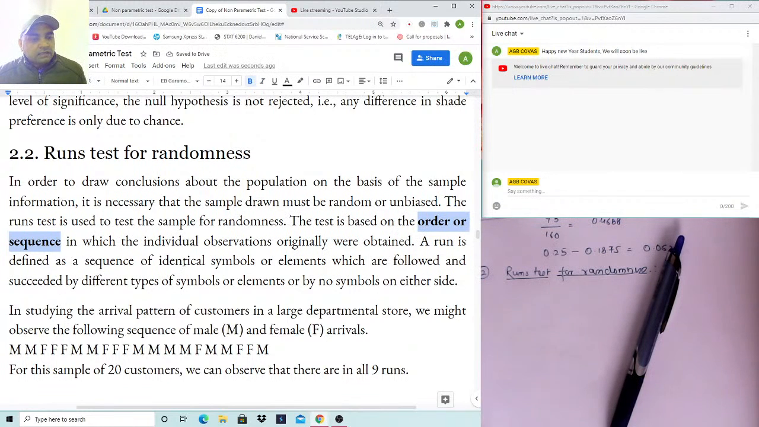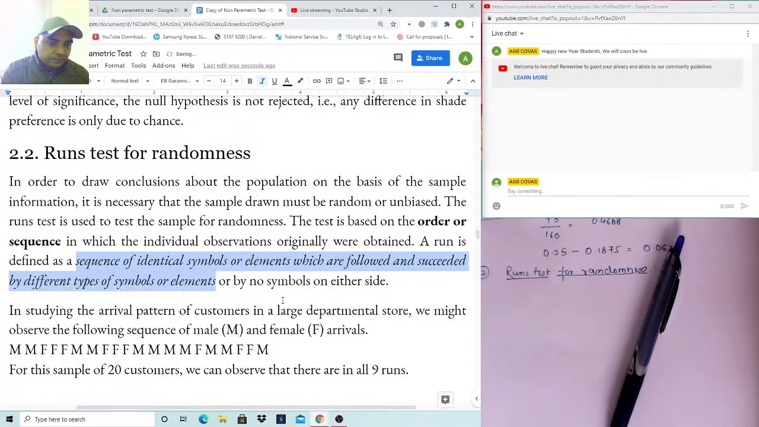So a run is defined as a sequence of identical symbols or elements which are followed and succeeded by different types of symbols, right? That is, a sequence of identical symbols or elements that are followed and succeeded by different types of symbols or elements. So this is our criteria.